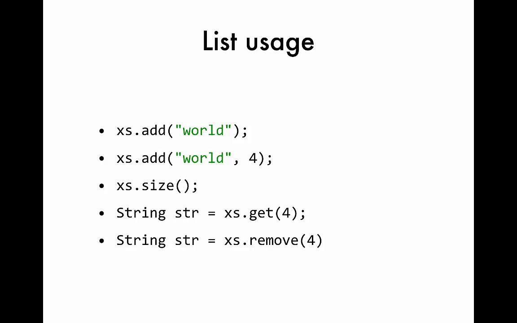Adding an element to the list increases the size of a list. And the method size is an accessor that can be called to find out the size of a list. The get method returns a reference or a handle to the object at index 4. The remove method removes the element from the list altogether and returns it.